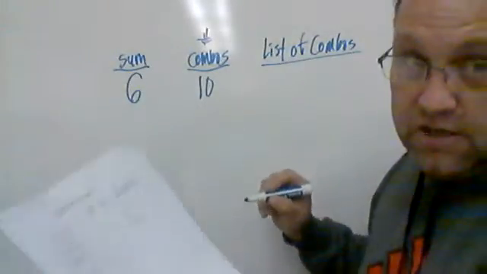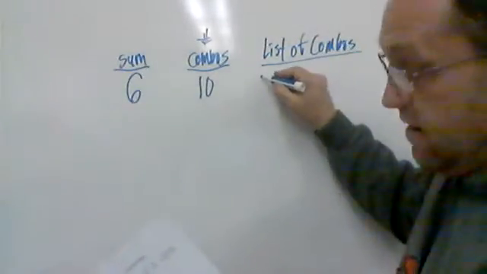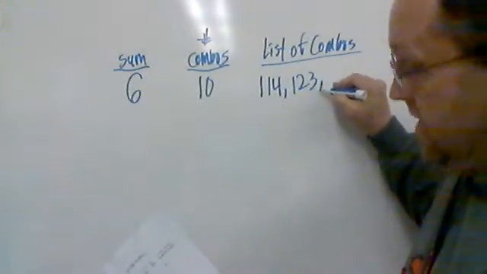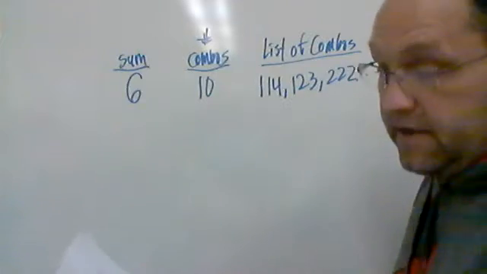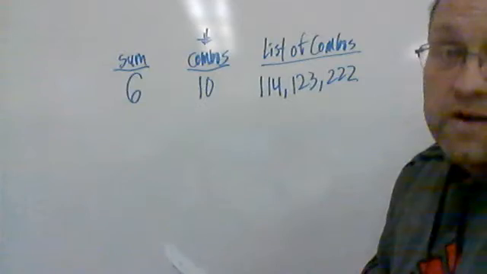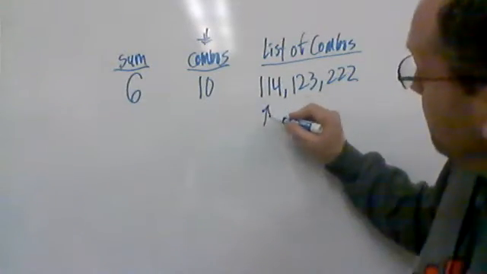Okay, on the sheet that I have given you, I have 1, 1, 4, 1, 2, 3, and 2, 2, 2. Now, I list there any order, any number, any order of those three numbers. So let's just take a look at 114, okay?